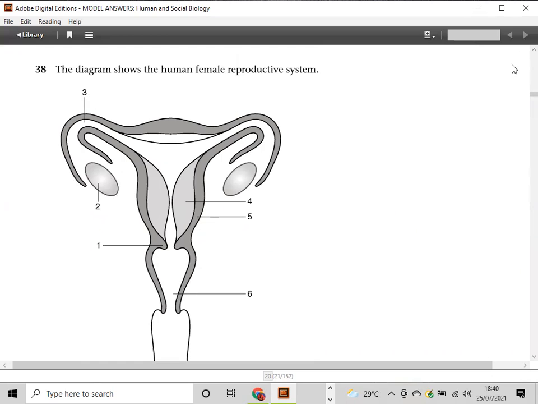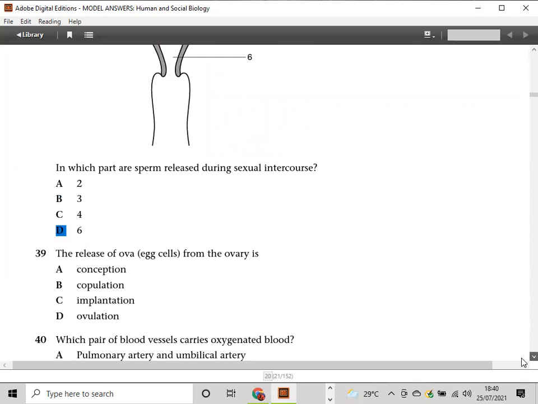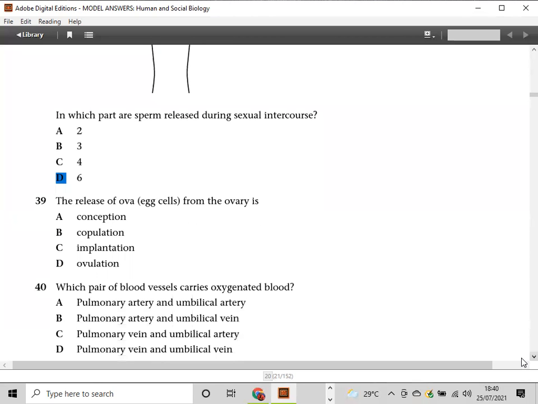And that's 6. That's right here. Sperms here again. And 39 is also D. The release of an ovum from the ovary is the ovulation, and 40 is also D. Which pair of blood vessels carries oxygenated blood? The pulmonary vein and the umbilical vein.